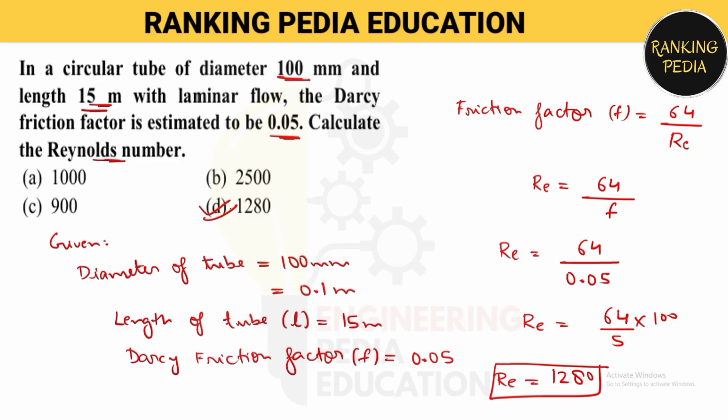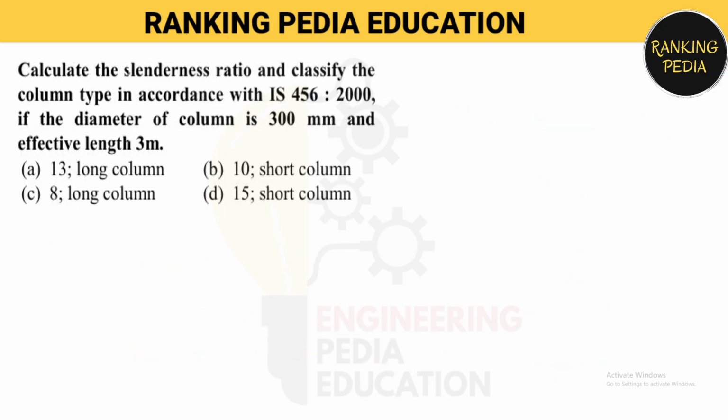Next question is, calculate the slenderness ratio and classify type in accordance with IS 456:2000, if the diameter of column is given 300 mm and effective length is given 3 meter. So first we will note down the things. Given data is, diameter of column is 300 mm.